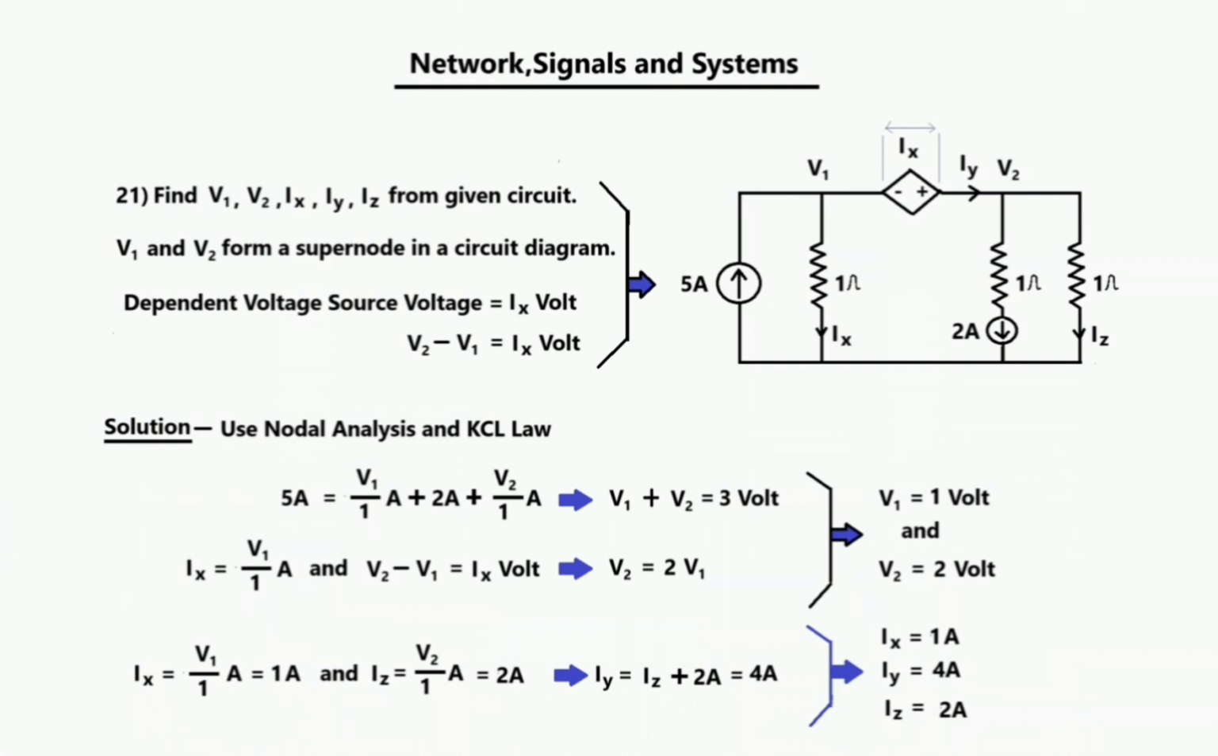And Ix equals V1 upon 1, which equals 1 ampere, and Iz equals V2 upon 1 ohm, which equals 2 ampere, and Iy equals Iz plus 2 ampere. We put the value of Iz equal to 2 ampere, so Iy equals 4 ampere. So our answer is V1 equals 1 volt, V2 equals 2 volt, Ix equals 1 ampere, Iy equals 4 ampere, Iz equals 2 ampere. Okay, thank you.